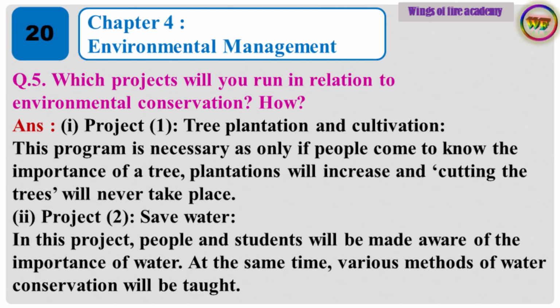Question 5. Which projects will you run in relation to environmental conservation? How? Answer. Point 1. Project 1. Tree plantation and cultivation. This program is necessary as only if people come to know the importance of a tree, plantations will increase and cutting the trees will never take place.